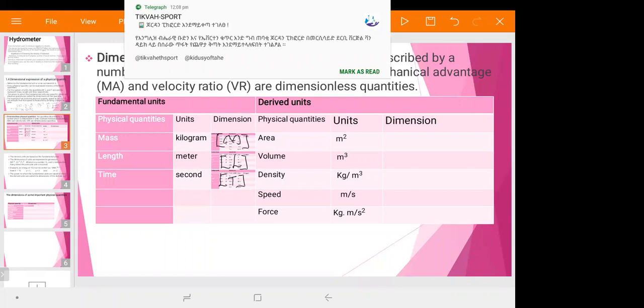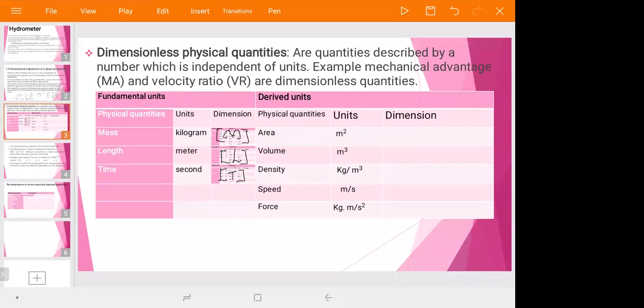Dimensionless physical quantities. Some physical quantities are expressed or described without units, only by a number independent of unit. For example, do you know the definition of mechanical advantage? In grade 7, unit 5 under simple machines, mechanical advantage is equal to load over effort. Don't worry about the definition for today.